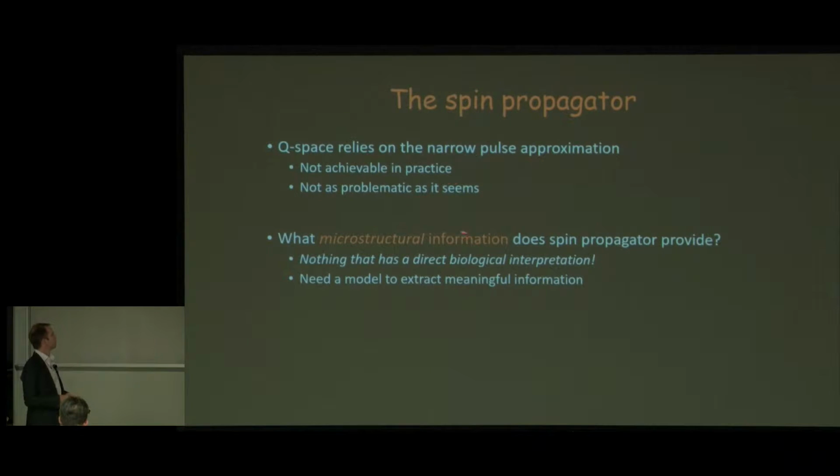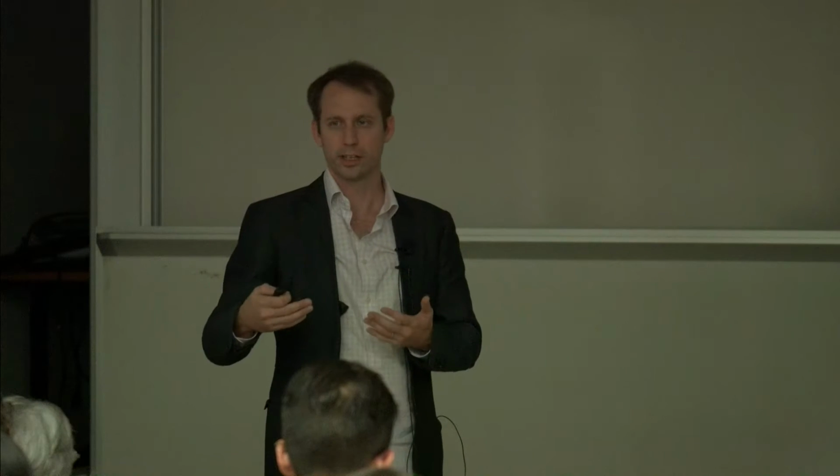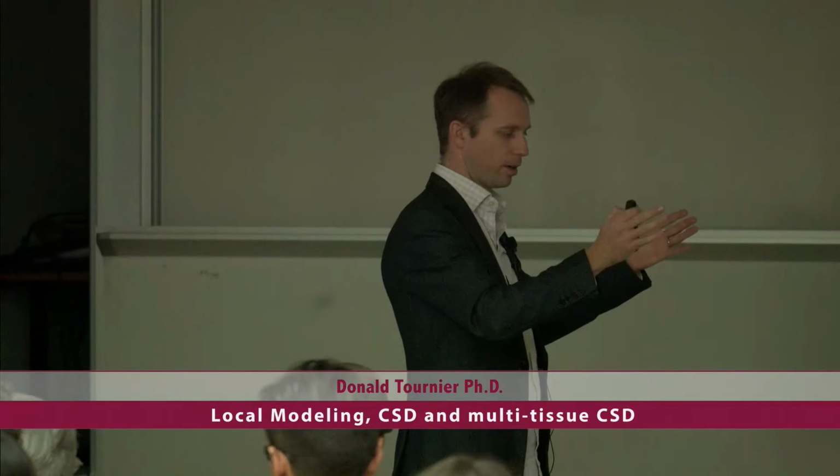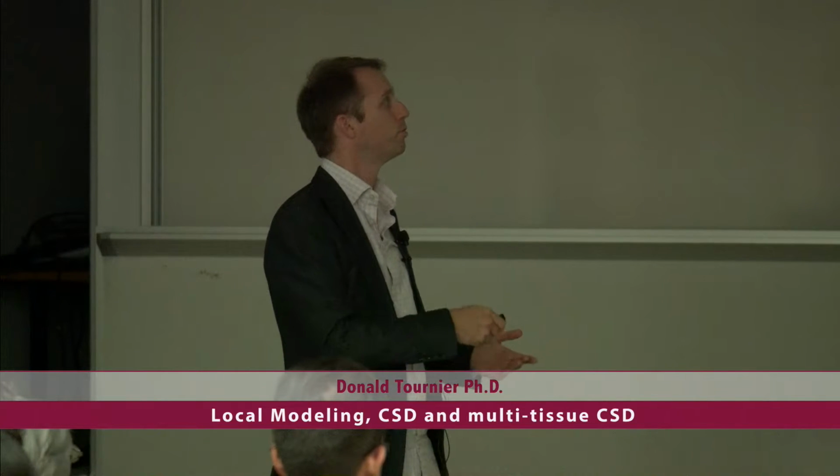My bigger issue is what this propagator gives you in terms of microstructural information. It's a nice characterization of the diffusion process, but what you really want is some kind of biological interpretation of what you're seeing. You want to know about the fiber density, the myelin levels, whatever, something that is actually biologically interpretable. And you can't really get that from a spin propagator because it's so model-free. It's just what it is. You need a model to then extract some information from it. So from my point of view, if we want microstructure information, you're better off modeling it right from the beginning and then fitting to the signal directly, rather than going via the spin propagator framework.